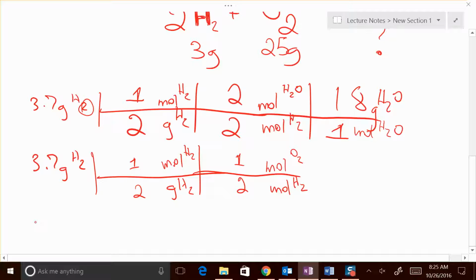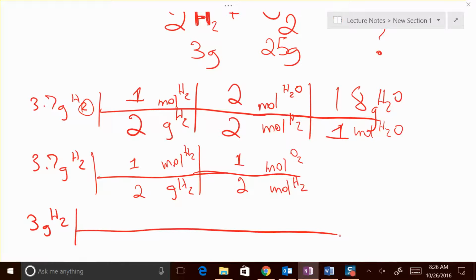Pick one. It doesn't matter which one, and go to the other thing and figure out how much would react with it. Okay? So if I have 3 grams of H2, how many grams of O2 would react with 3 grams of H2? That's what I want to know. That's going to tell me whether H2 is limiting or is in excess. Okay? So I have 3 grams of H2.